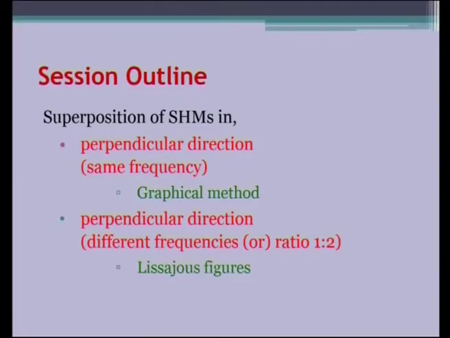lecture. Before we actually start the lecture, let us see the outline of today's lecture. Superposition of SHMs in perpendicular direction with same frequency. The method we are going to use is graphical method, and also the superposition of SHMs in perpendicular direction with different frequencies, or in particular with a frequency ratio of 1:2 followed by Lissajous figures.